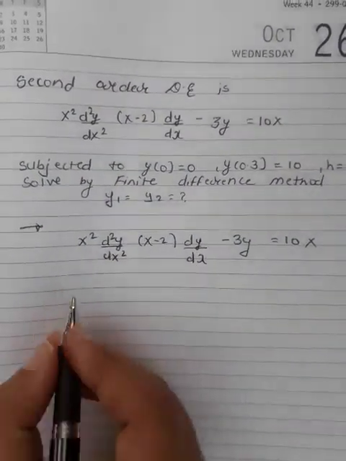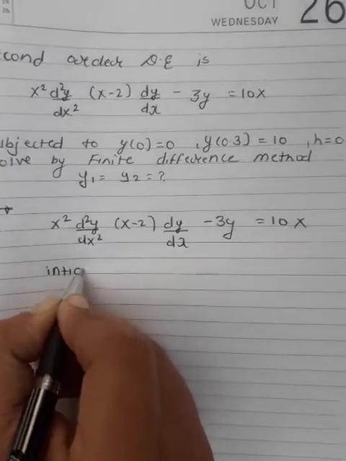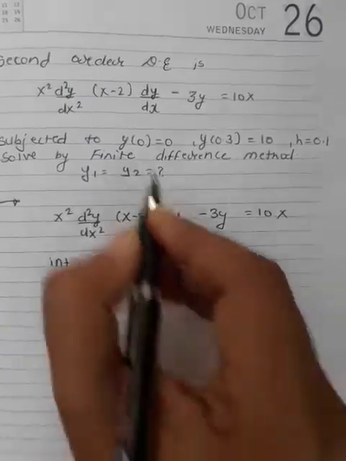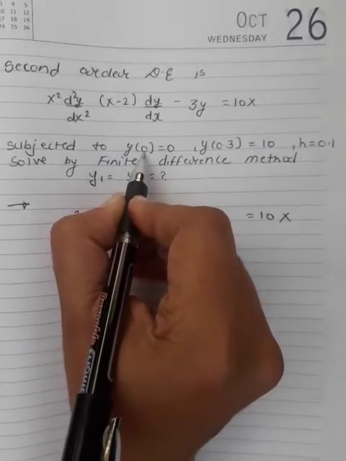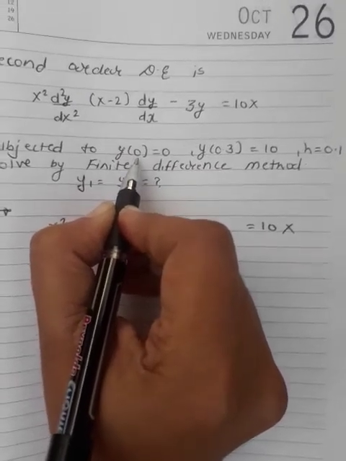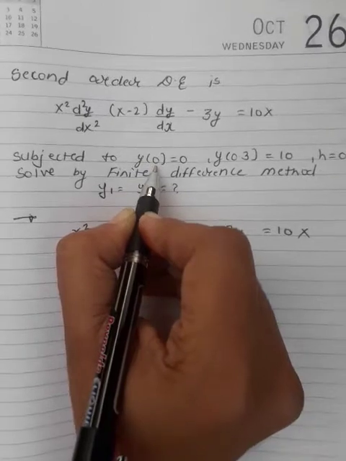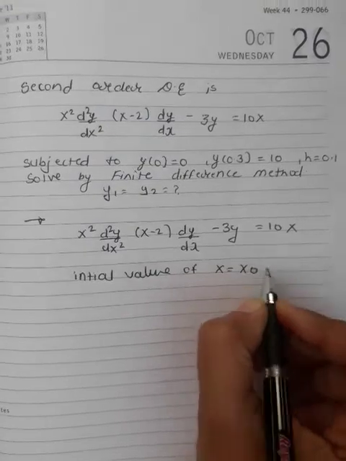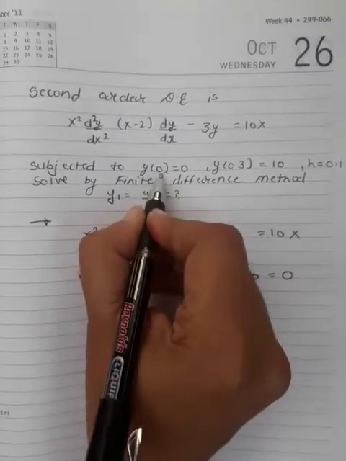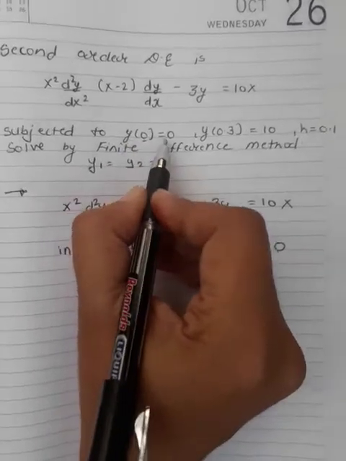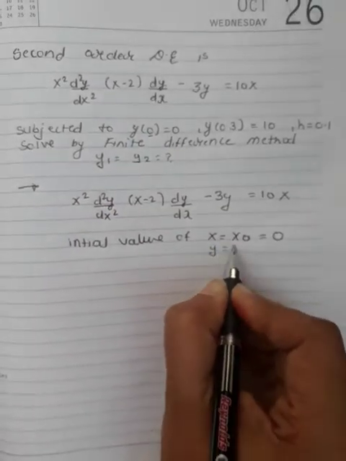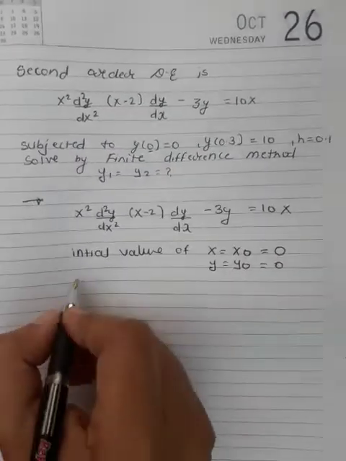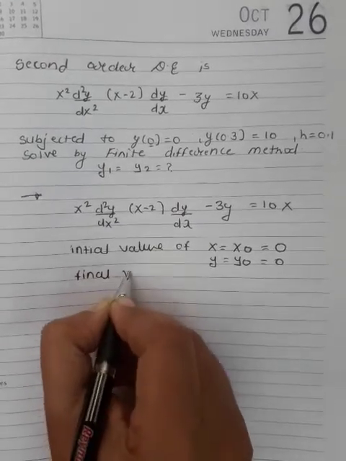Again, what have they given? They have given the initial values. If you consider y of 0, whatever value is written in the bracket, that is the value for x. So x is equal to x0, which is equal to 0. Similarly y is equal to 0, that means y is equal to y0 is equal to 0. So this is the initial value for x and y they have given.